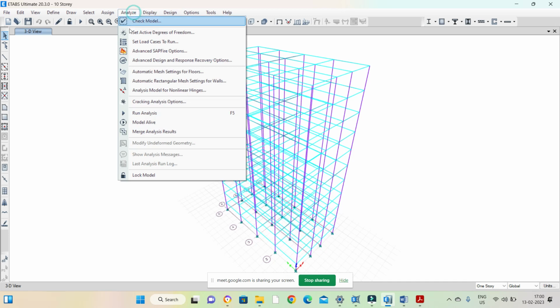Before running the pushover analysis, you should run the gravity analysis and design. Because if you do not do the design part, then you will not have any reinforcement for your members, and without reinforcement it will not be able to provide any resistance or any parameters that you need in pushover analysis. So gravity analysis you should do, and the design also. Now we'll analyze our structure and we'll do the design. After that we'll move to the pushover part.